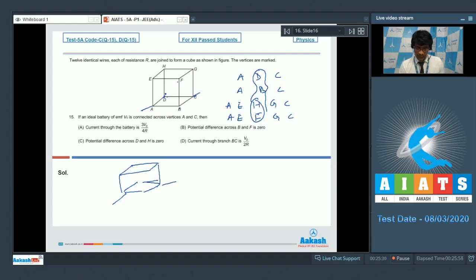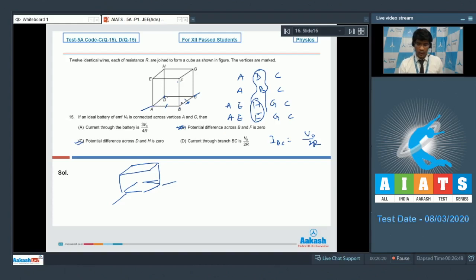So let's see if that's actually being given here. The potential difference across B and F is 0, that is a correct answer. The potential difference across D and H is 0, that is also a correct answer. Next, the current through the battery and the current through the branch BC. This is the branch BC, and we need to find the total current through the battery. The current through the branch BC is V0 divided by, this is R and this is R, so clearly the current in BC is V0 divided by 2R.